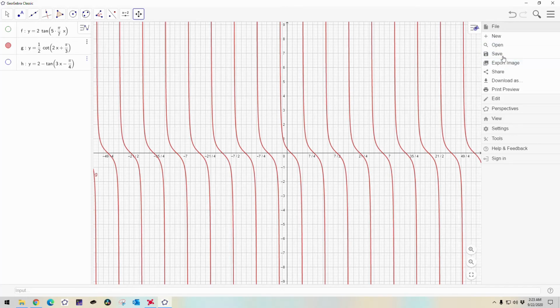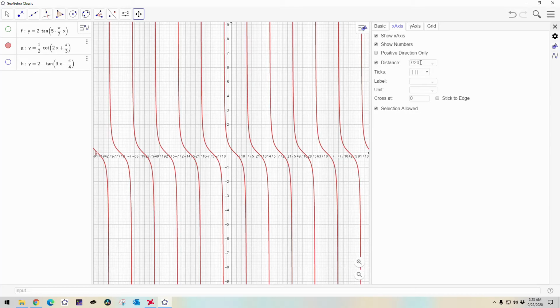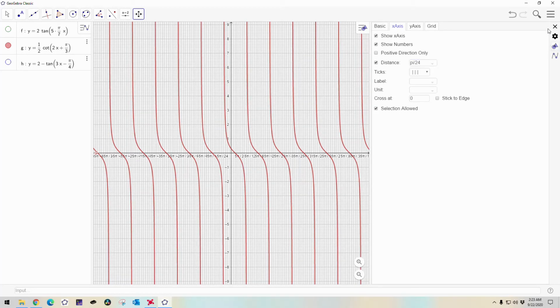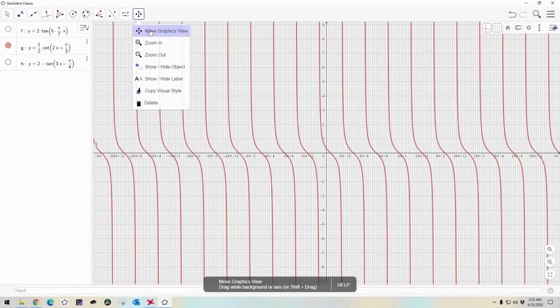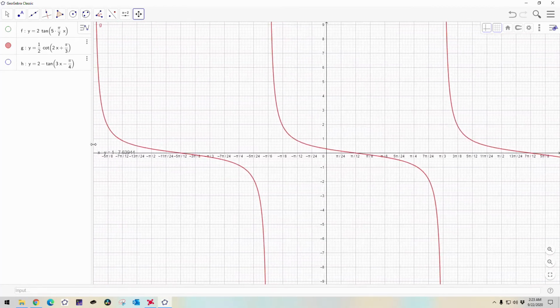Let's change our graphics view to having a distance of let's do pi over 24 and see if it's not too thick. That is pretty thick. Okay, so we'll stretch this out. That's not too bad.